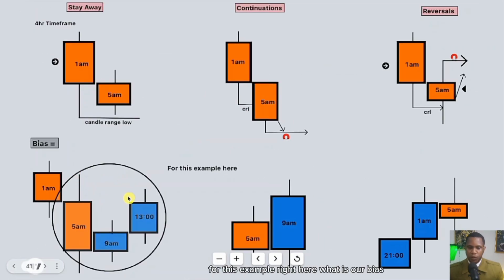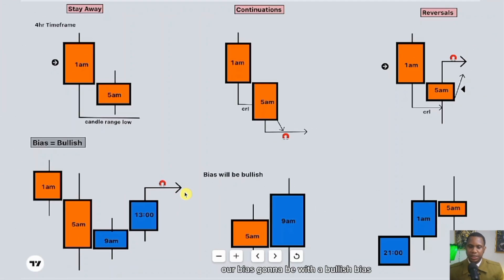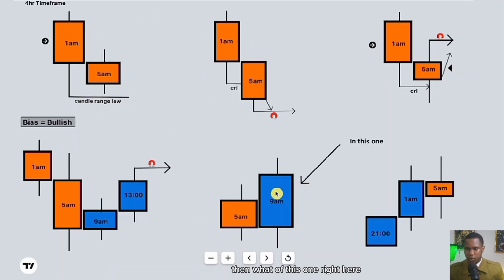For this example right here, what is our bias? Comment down below. Our bias is going to be a bullish bias. We're going to be drawn to this draw on liquidity. Then what of this one right here?